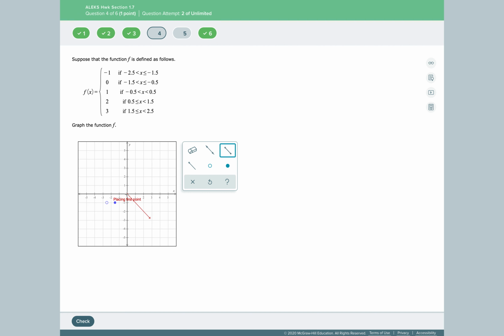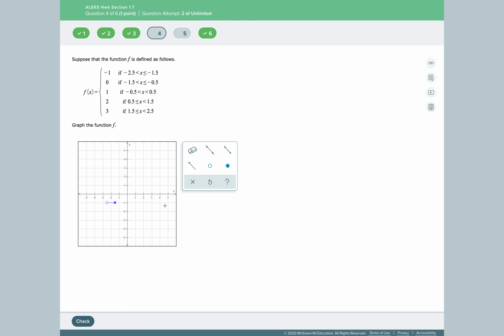Okay, it says place first point, then placing on the second point. Oops. Let me try this again. Say placing on the first point and placing on the second point.